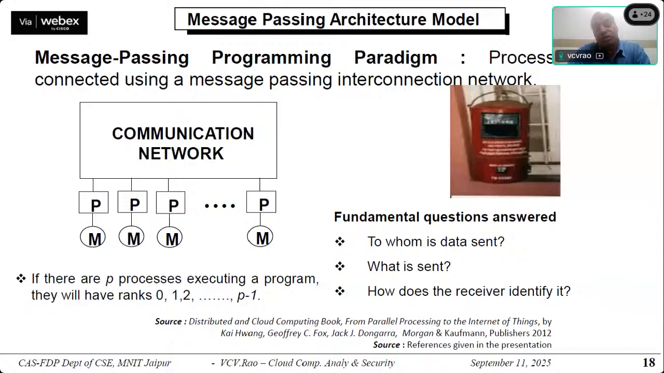The number of processes you run, every process has a unique rank, a non-negative integer. If you run p processes, then the rank will vary from 0 to p-1. The most important thing is to whom data is sent, what is sent, and how the receiver identifies it. Here a good analogy is the post office. How the post office works in many countries, the same thing MPI also works. MPI is a library which you can use to connect to more systems.